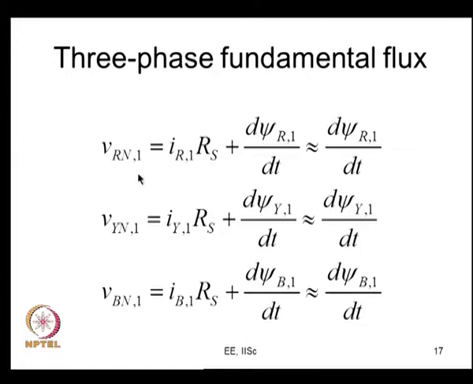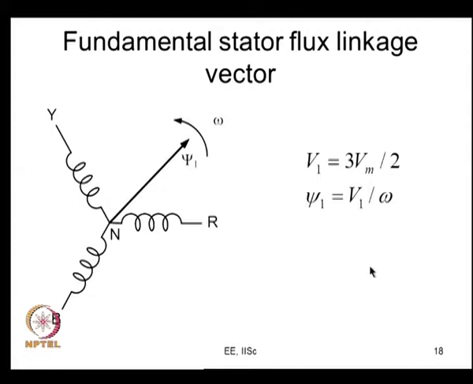So, this voltage is d psi by dt. The same thing can be said about the Y phase fundamental voltage and the corresponding Y phase flux linkage, the B phase fundamental voltage and the corresponding B phase flux linkage now. Alright. So, these are about the fundamental fluxes now. So, when you do a space vector transformation on these 3 phases, you get a voltage vector V 1 of magnitude 3 Vm by 2.